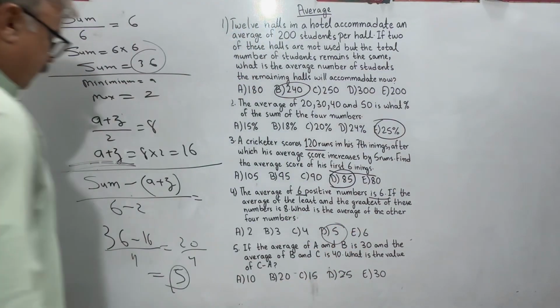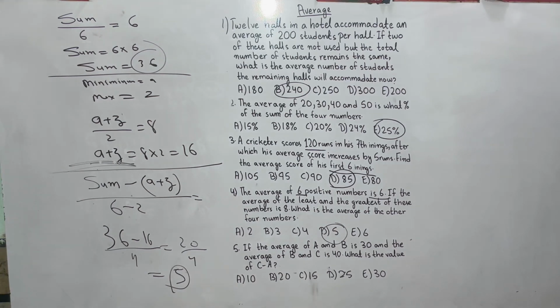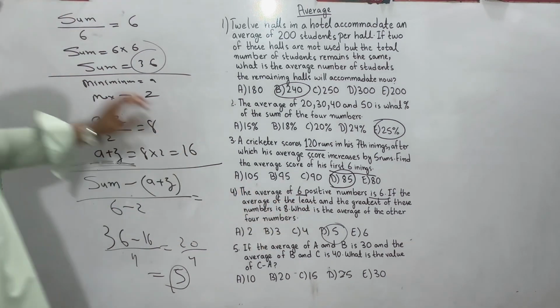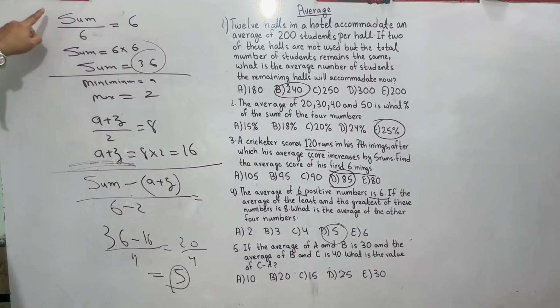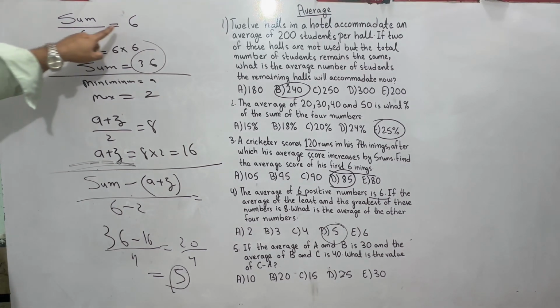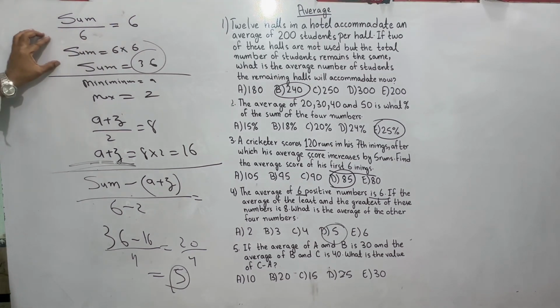The average of the remaining 4 numbers is 5. Same formula: the average of 6 positive numbers is 6. Average is 6, sum divided by 6. There are 6 numbers, and the average is also 6. So the sum of all these 6 numbers is 6 times 6, 36.